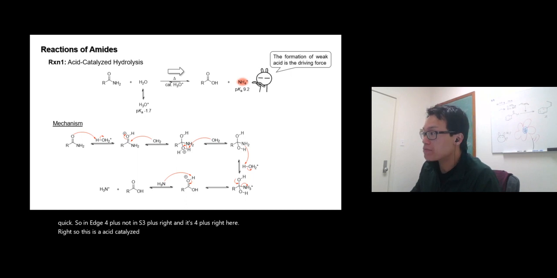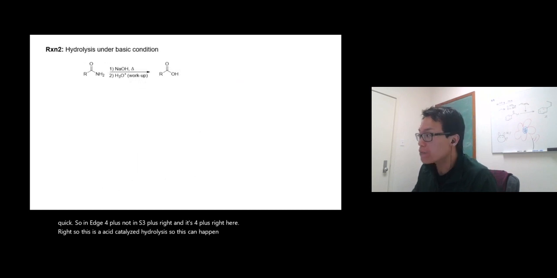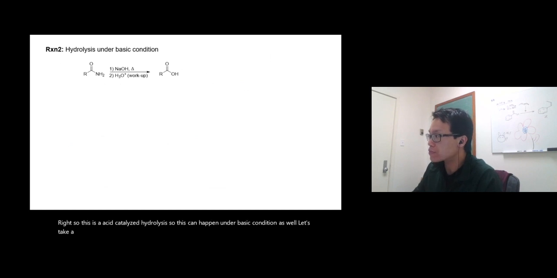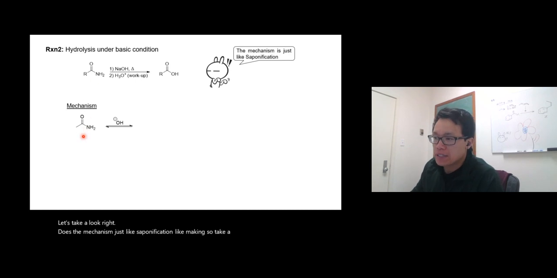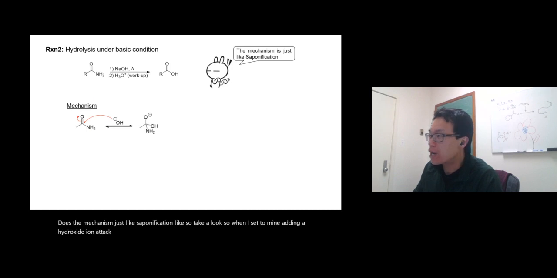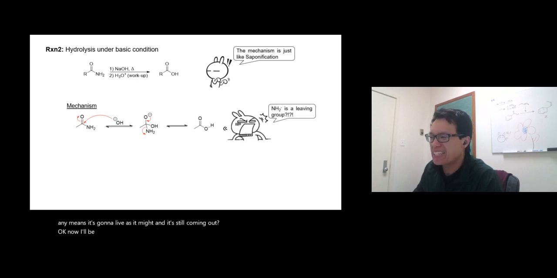So this can happen under basic condition as well. Let's take a look. All right. This is the mechanism just like saponification, like making salt. Take a look. Start with acetamide, add a hydroxide ion, nucleophilic attack on the carbonyl carbon, and then loss of the leaving group. So the amine is gonna leave as an amide, NH2 minus coming out. Now you'll be like, hey, hold on, NH2 minus amide leaves as a leaving group. But yeah, just like the saponification, right?